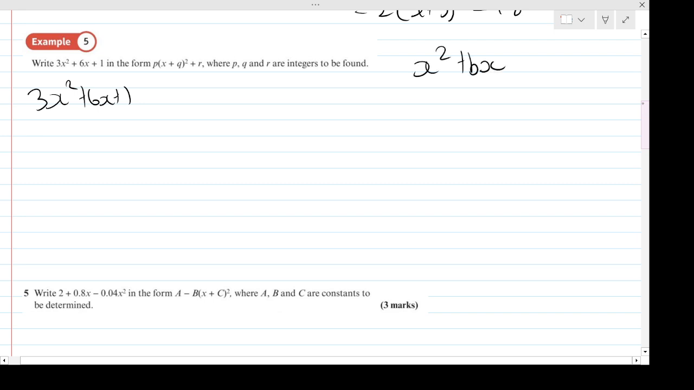Let's see what I can do here. Again, like with the last example, we can factor the 3 out, can't we? To then just get x squared. So we have 3 lots of x squared, and then 6 will be 2, because if I factor 3 from 6, I get 2, since 3 times 2 is 6. But then I'm just going to leave the plus 1 outside.